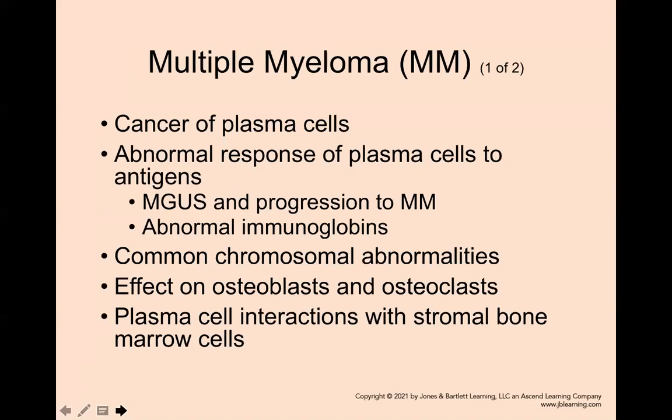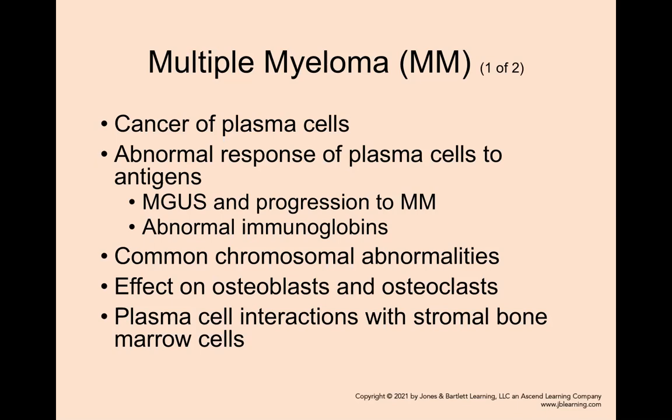The next disease we're going to talk about is multiple myeloma. This is a disease of the plasma cells, and it is basically when there's an abnormal response of the plasma cells to antigen. It generally affects older adults and originates from B cells. Multiple myeloma is actually classified as a type of non-Hodgkin's lymphoma and is the third most common type.